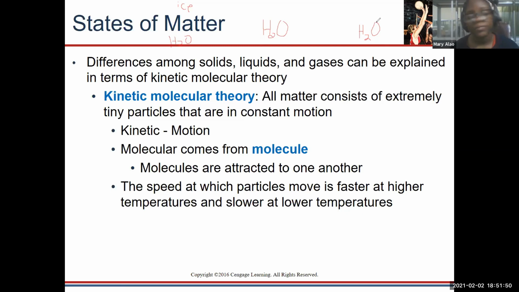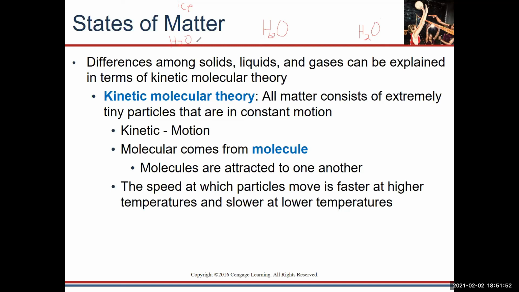Physically, okay? So the way that we do that, often, we will put an S for solid, an L for liquid, and a G for gas. Okay?